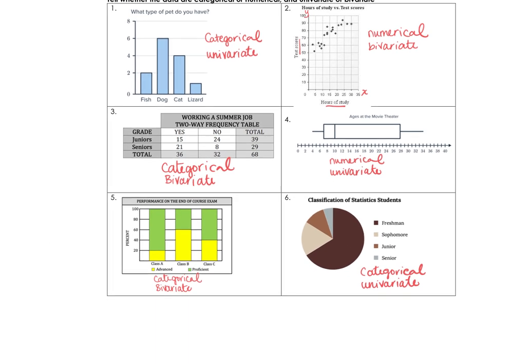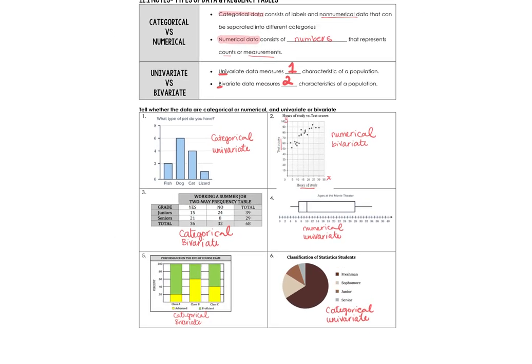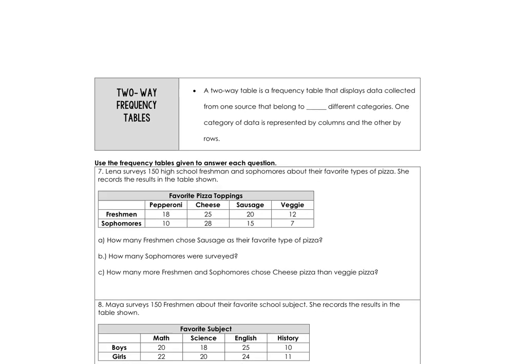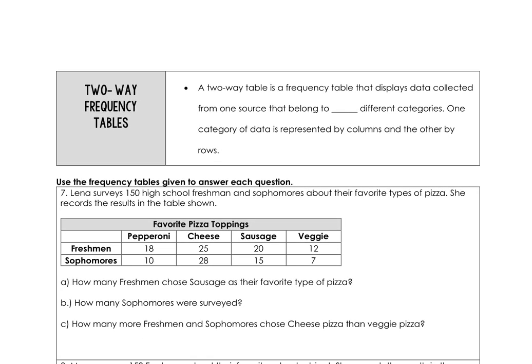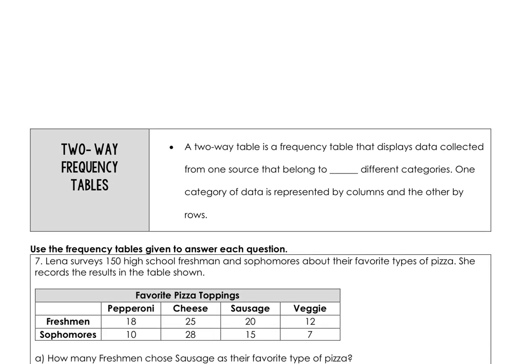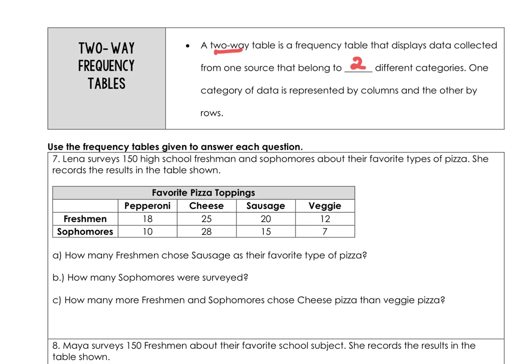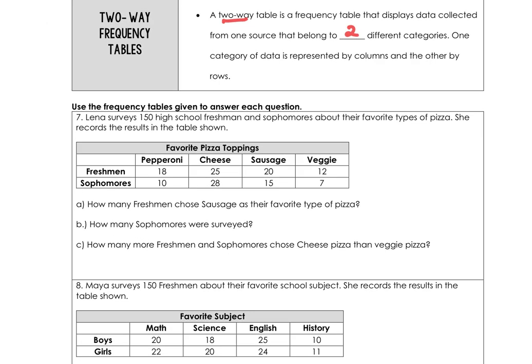Okay. So that is practice on the different types of data. Now we're going to move into the second part of this where we're going to specifically look at these two-way frequency tables. Two-way frequency tables are tables that display data collected from one source that belong to 2 different categories. Hence why it's called a two-way table, because we're looking at 2 different categories. One category of data is represented in the columns and the other in the rows. So all you have to do with these frequency tables is be able to interpret them, read them, okay?